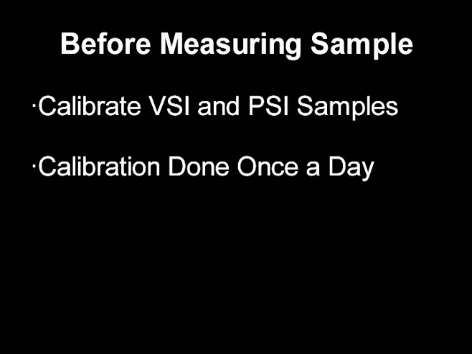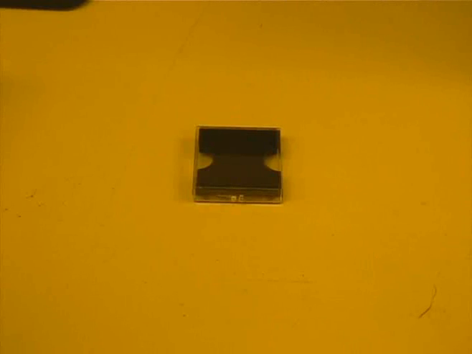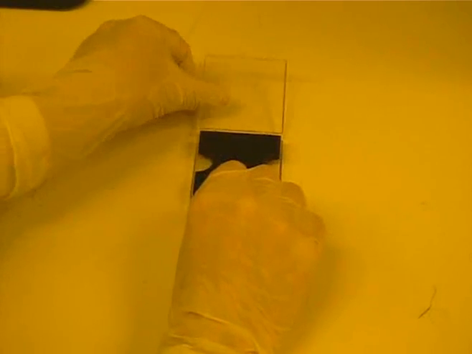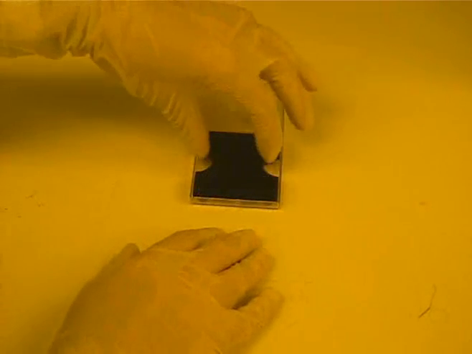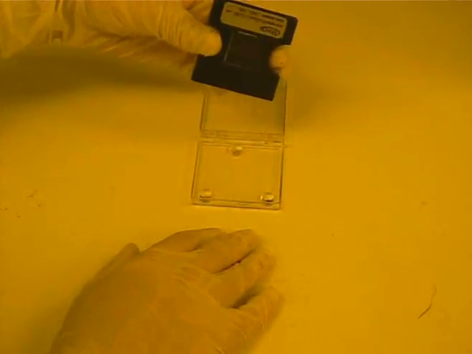Before we perform a measurement on our sample, we need to calibrate both the PSI and PSI samples. This should be done at least once a day in order to ensure accurate data. The PSI calibration sample is stored in a plastic box. We store the PSI calibration sample face down to prevent contamination from landing on the surface. The sample is placed on some buttons to prevent it from coming in contact with the box.